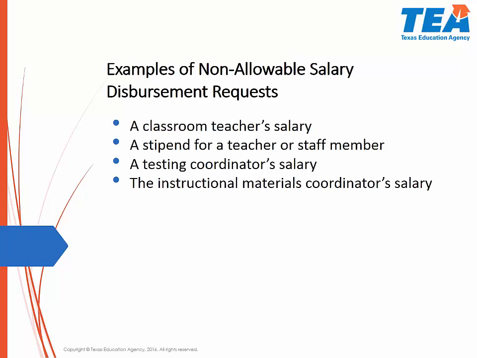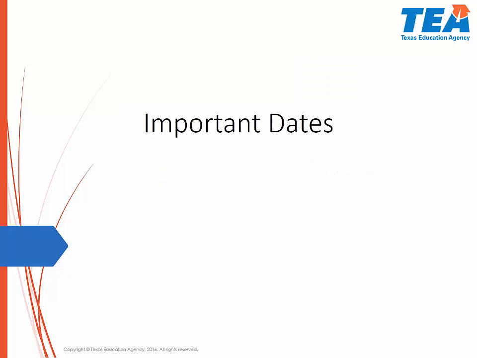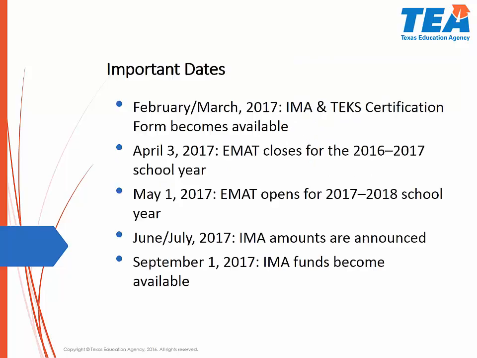Important dates. Around February or March of 2017, the IMA and TEAC certification form becomes available. On April 3rd of 2017, EMAT closes for the 2016-2017 school year. Although EMAT is closed for ordering, districts and charter schools can still log in to run reports and print the IMA and TEAC certification form.